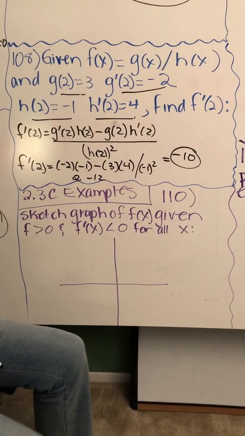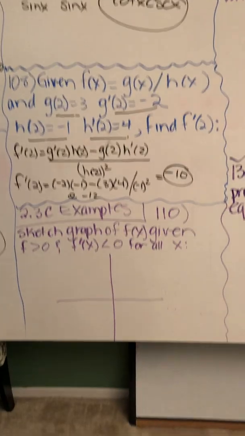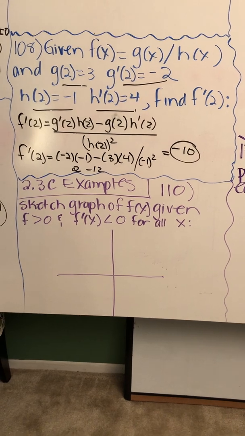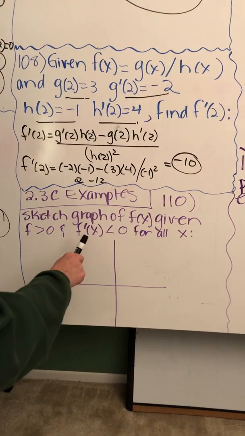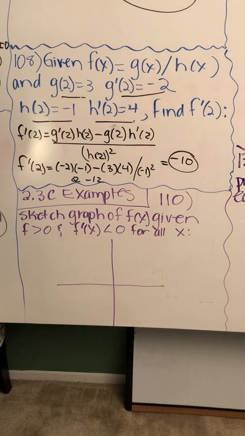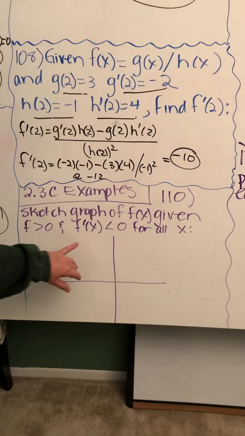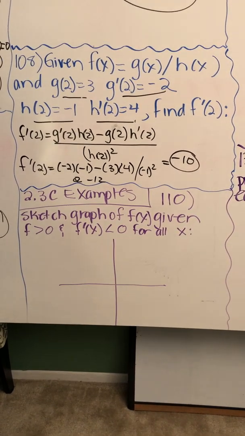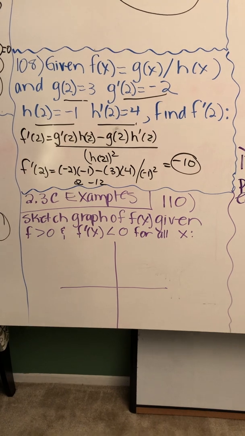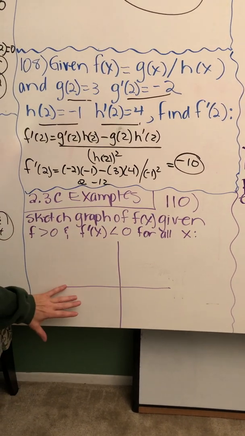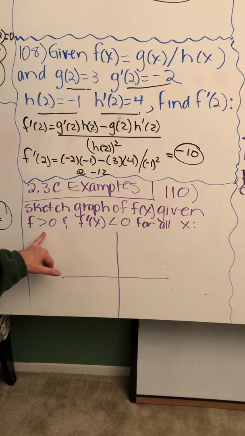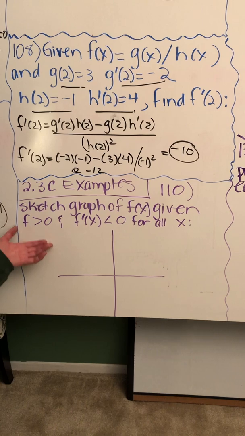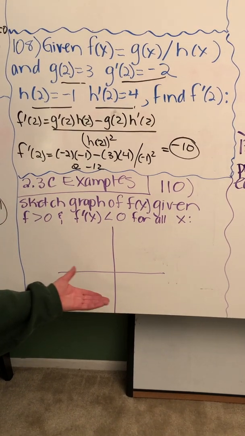2.3c examples in purple. Number 110. It says sketch the graph of f given that f is greater than 0 for every single x, but the derivative of the function is less than 0. So that sounds like it works against each other. It says right here that the derivative of f is less than 0, meaning it's negative for all of x. That would indicate a decreasing function for any x as you go left to right, but it says that the function itself always has to be greater than 0. So for every x, meaning I can't go below the x-axis.